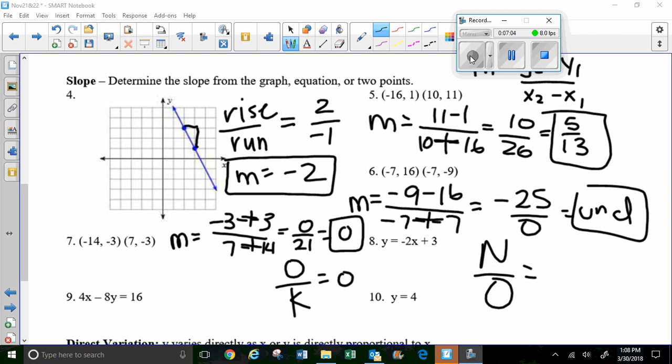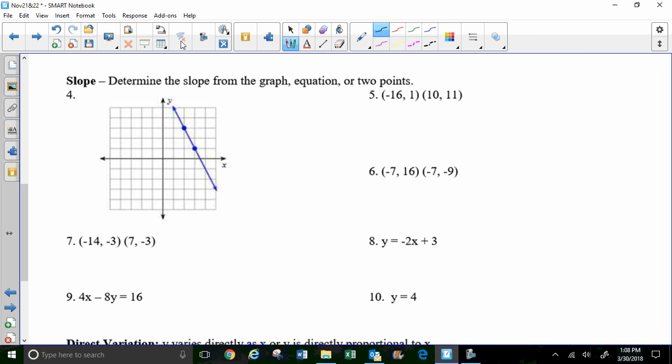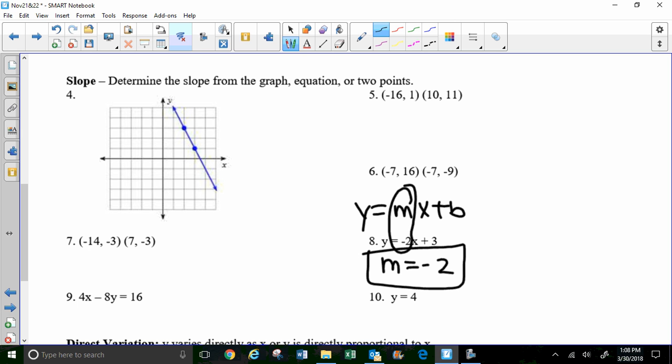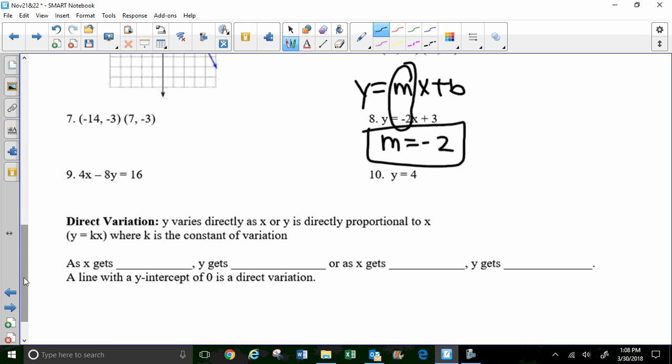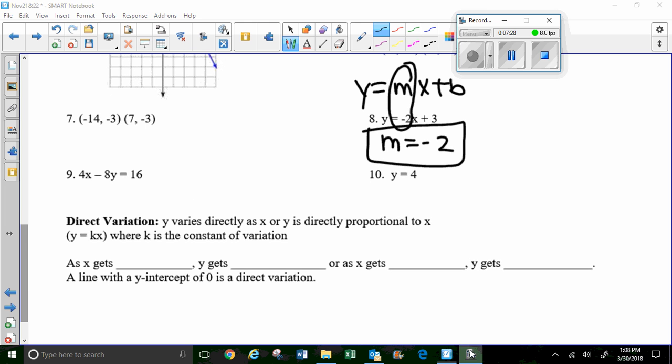Next, if you look at 8 through 10, we're going to have to think of slope in the format of y equals mx plus b, where m is the slope. So this is already in that format, so I can just tell what m is by the number in front of x. So here m is -2. Now be careful, when we get to number 9, you can't just tell the slope from looking at the number in front of x, because I have to first put it in slope-intercept form.